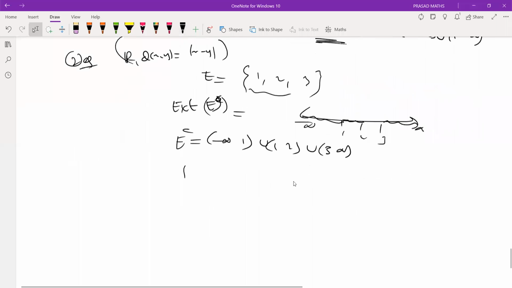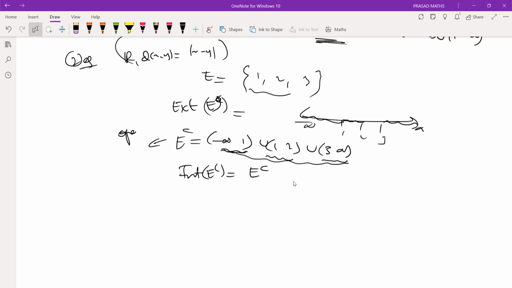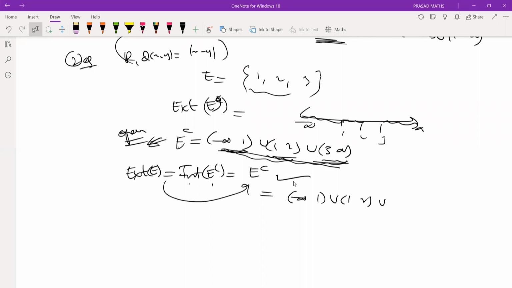The question is, what is the interior of this? You know this is an open set because it is an open interval. This is also an open interval, and this too. Therefore, a union of open sets is an open set. Hence E complement is open, and once E complement is open, its interior is itself. So the exterior is E complement. This is my exterior of the set. Is it clear?